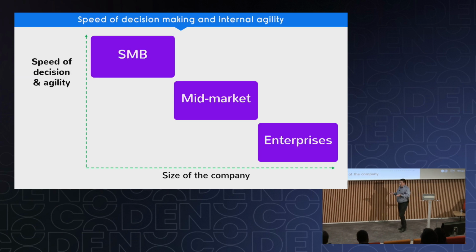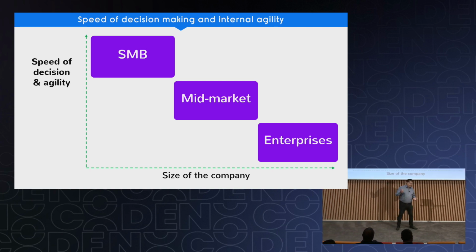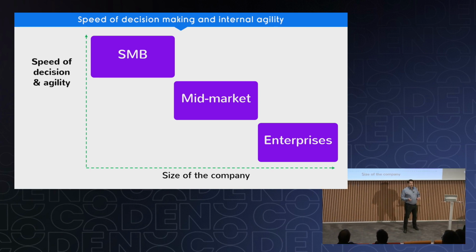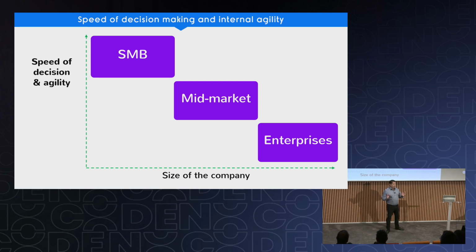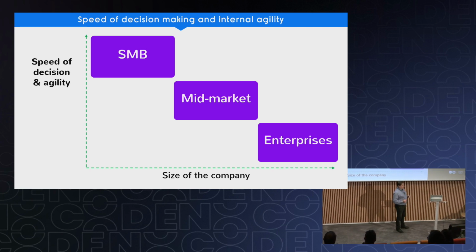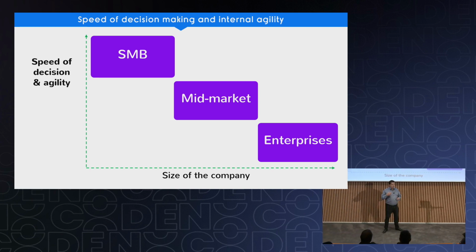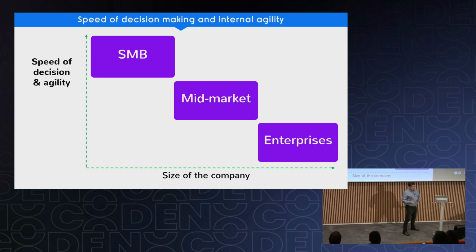Let's see now the speed of decision and the agility of this kind of organization. On the contrary, SMB can decide very quickly, of course, and enterprises are very slow at decision in general. So if you're a seller of software or service, you have to think about the delay to enter this company, which is not the same.